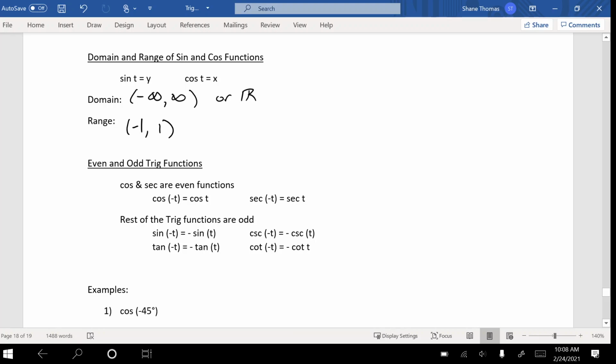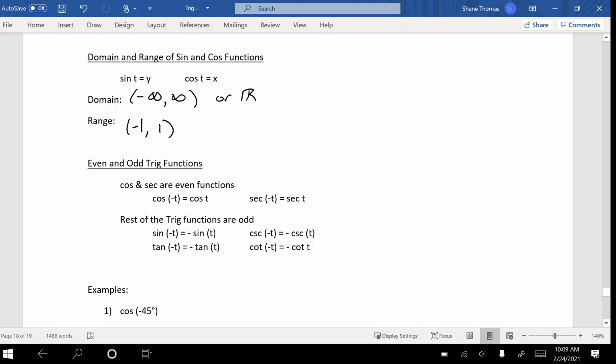All right, so then even and odd functions. So cosine and secant are the oddballs here for even and odd. Cosine and secant are going to be your two even functions. So even if you want a cosine of a negative angle, you can basically ignore the negative sign and just find the cosine of that positive angle. Okay? The rest of them are going to be odd.